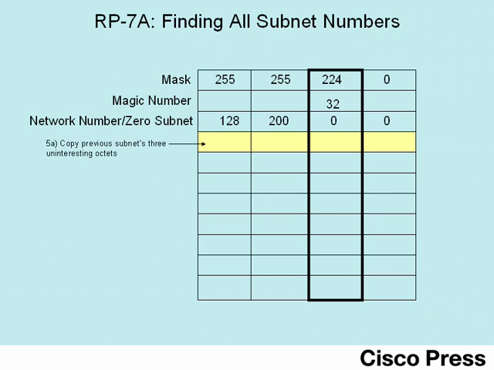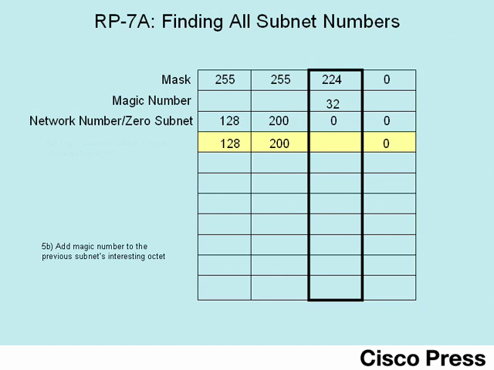In step 5, you start out by copying the 3 boring octets, the ones that are outside the box, down to the next subnet number. Then you add the magic number to the previous subnet number's interesting octet's value. Now visually, you just take the magic number 32 that you see there, add it to 0 in this case, which gives us a value of 32 in the interesting octet of the next subnet number. So as you see here, the next subnet number is 128.200.32.0.